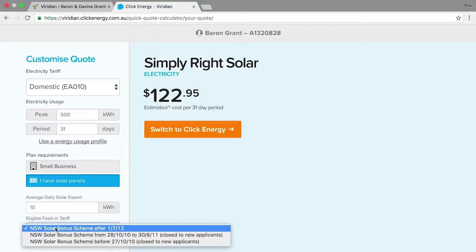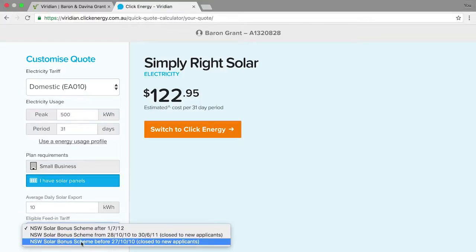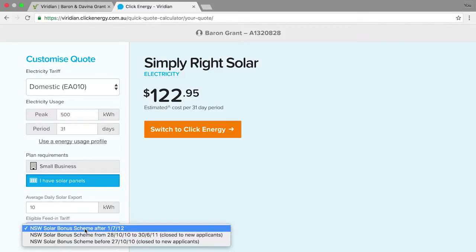Similar, they have it broken down by dates. In New South Wales, it's actually specifically what date, which can help you to identify that with customers. Otherwise, you can do it based on the amount that's on the bill. So the solar bonus scheme that's most recent here from July 2012, that is nothing. So that would be 0 cents from the government and whatever portion Click Energy is paying them.